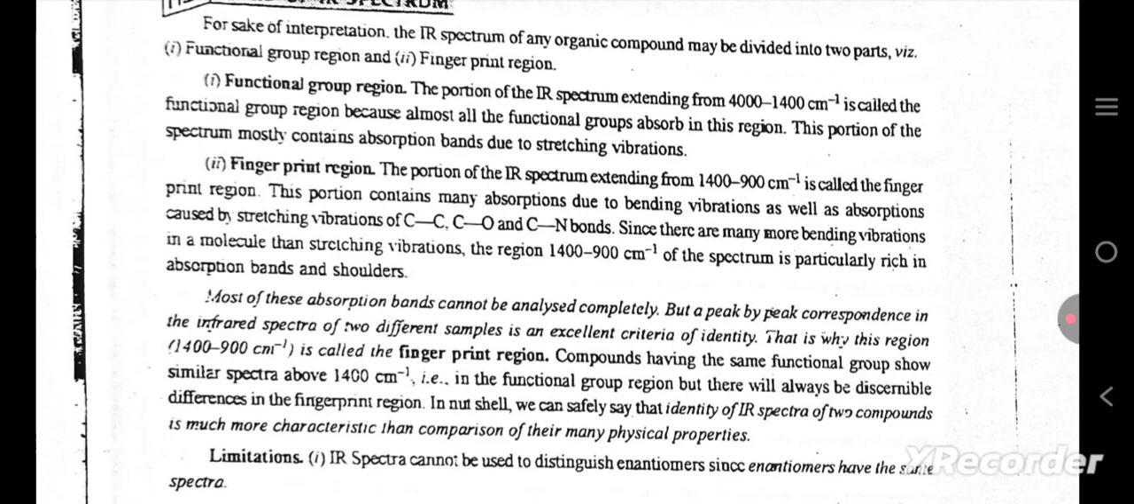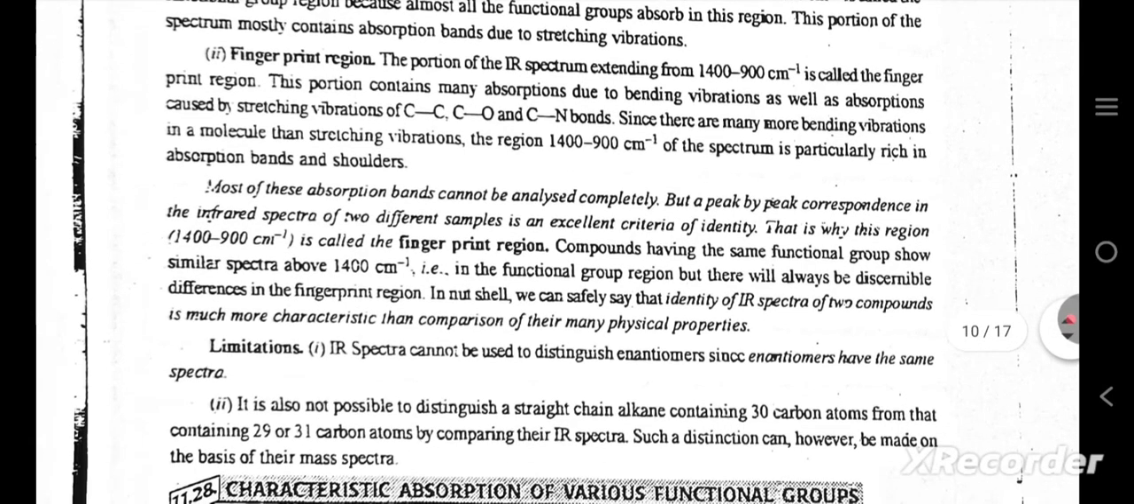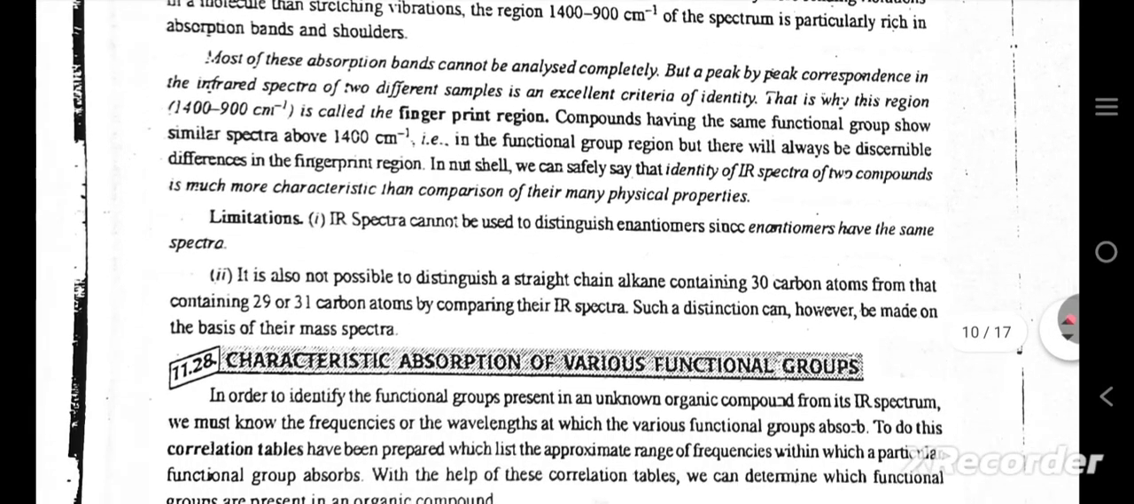Fingerprint region: the portion of the IR spectrum extending from 1400 to 900 cm⁻¹ is called the fingerprint region. This portion contains many absorptions due to bending vibrations as well as absorptions caused by stretching vibrations of C–C, C–O and C–N bonds. Since there are many more bending vibrations of the molecule than stretching vibrations, the region 1400 to 900 cm⁻¹ of the spectrum is particularly rich in absorption bands and shoulders.